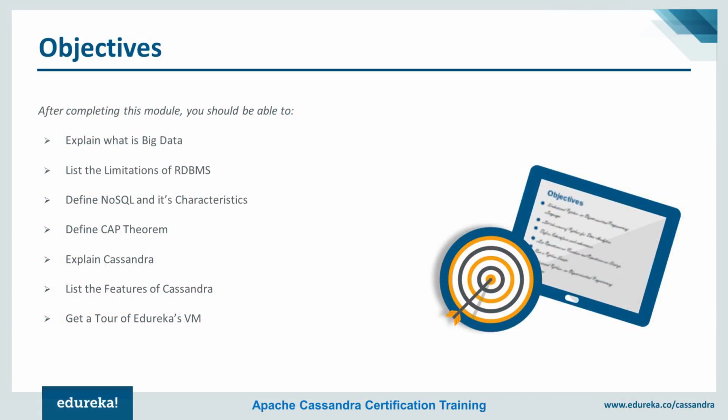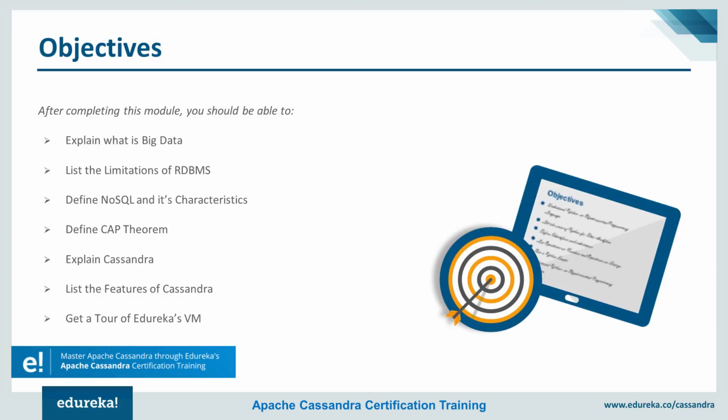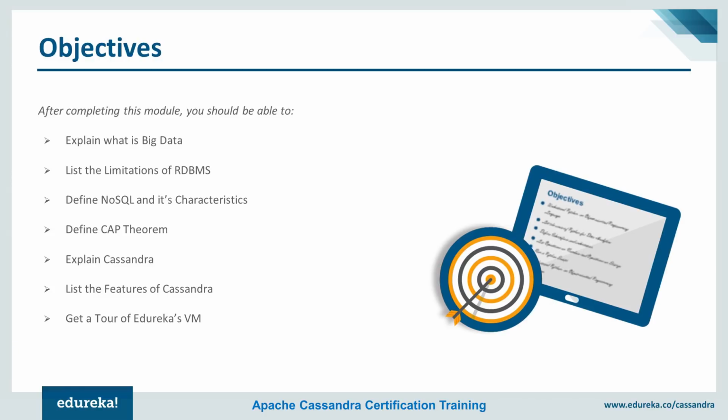This is the objectives and the basic things that I will be walking you through today. We will have an overview of what exactly big data is and how RDBMS comes up with limitations when we are talking about a very high volume of data. And then what exactly NoSQL comes up.